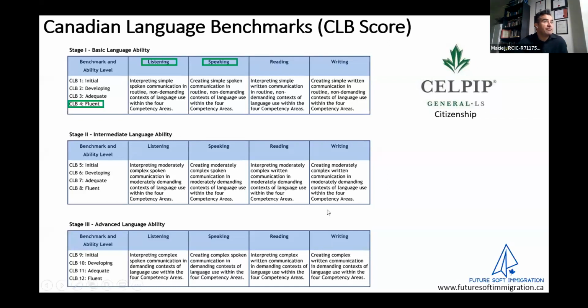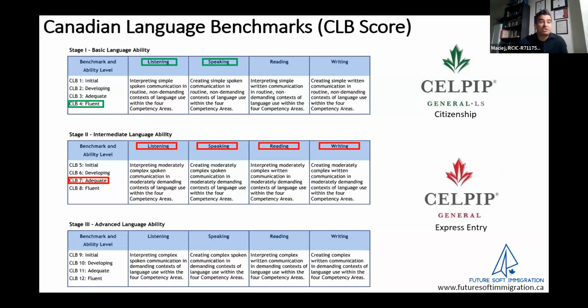On the other hand, if you're doing something for express entry, you would need to do listening, reading, and writing, and then you'll have to take the CELPIP general, and that's for express entry, right? And so we are mostly going to talk about CELPIP general today. We're not going to talk about CELPIP LS because if you're doing this for citizenship, you'll be doing CELPIP LS. But most of the audience, I believe, are looking for CELPIP general for express entry and all the express entry fields.